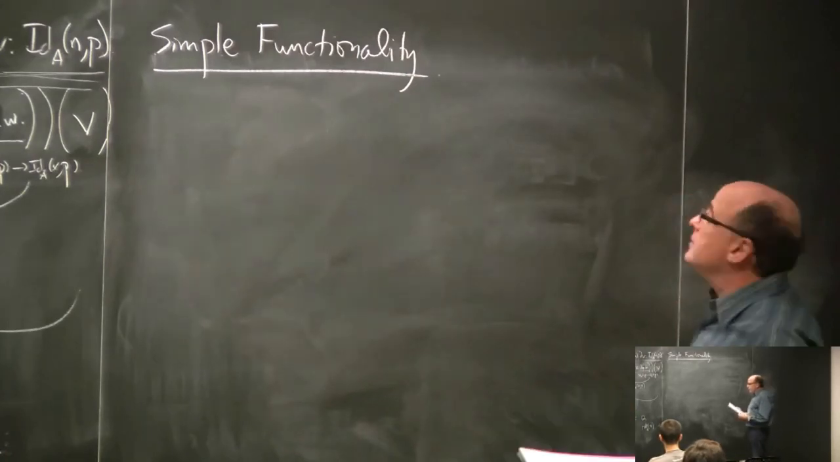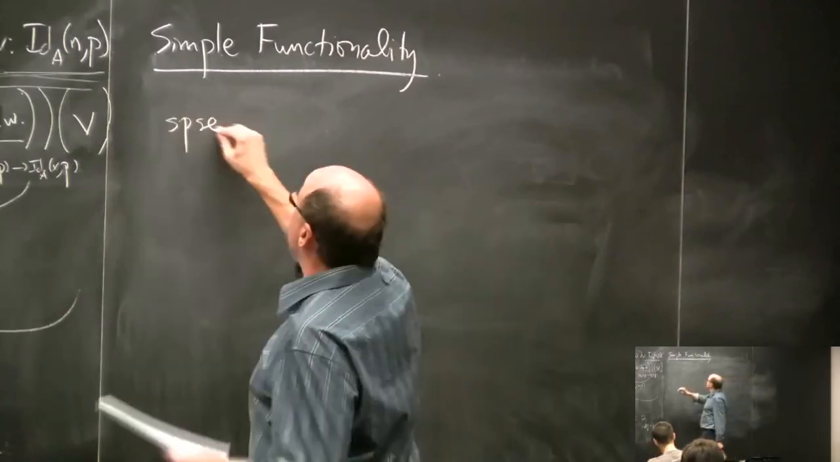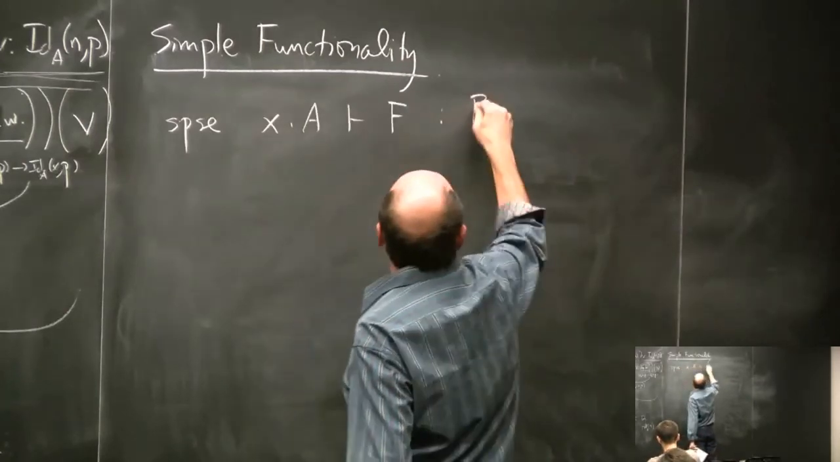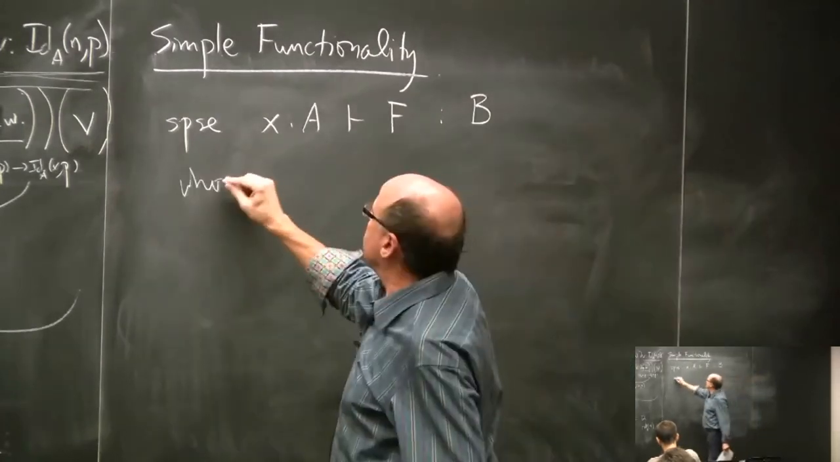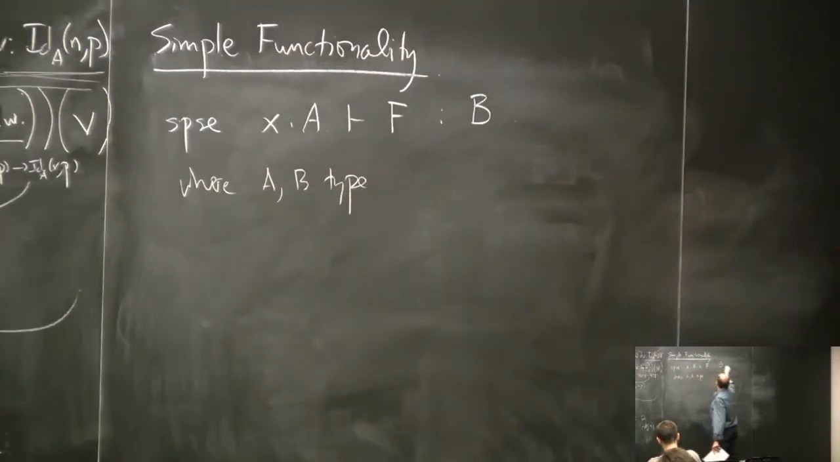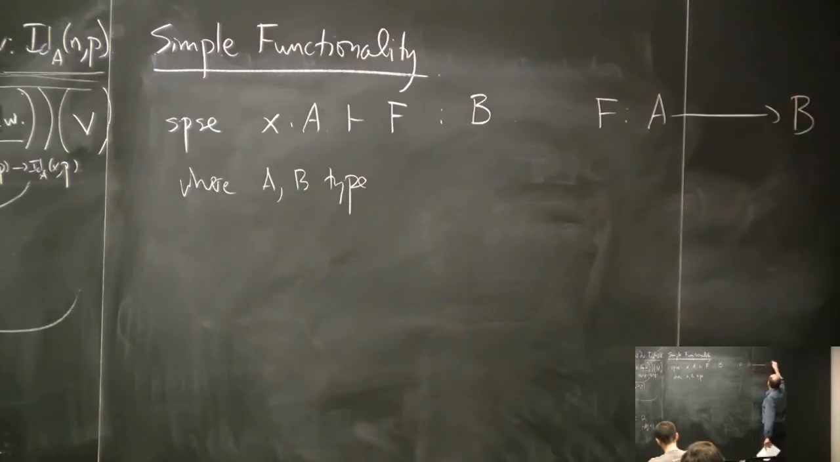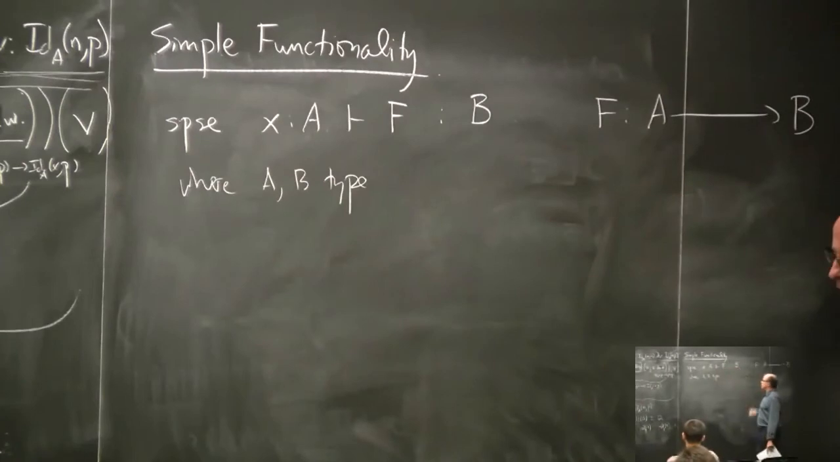Okay, so what I want to do is talk about what is called simple functionality first. Suppose we have an open term, I'll write it like this, f, to remind you that it's in B, where A and B are types. That's why it's called simple functionality: B doesn't depend on x. We'll worry about that case later. We can think of this in diagrammatic notation as a map from A to B, not necessarily an element of the function type, but just a map from A to B. I have something that has a free variable of type A in it, and it computes something of type B.